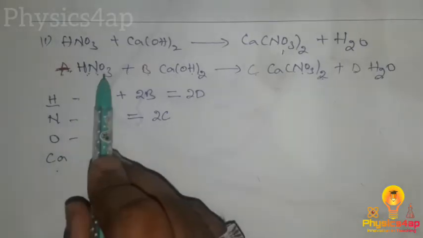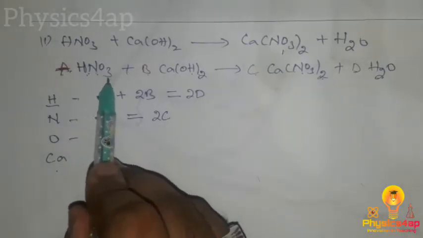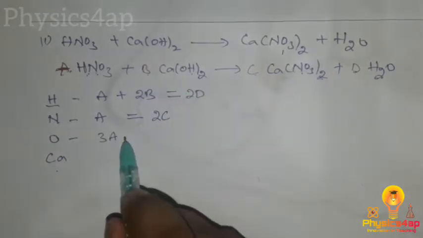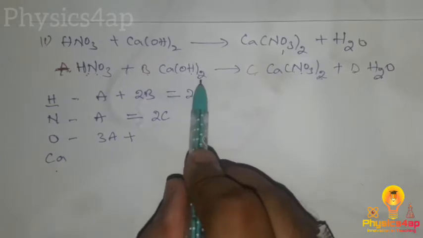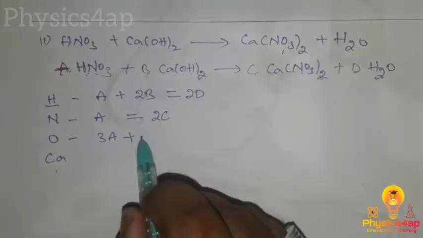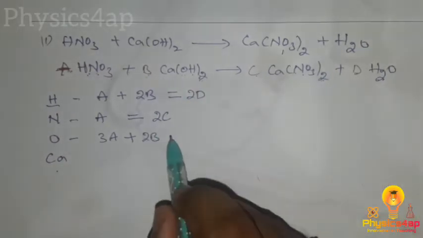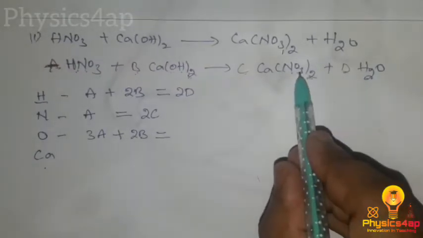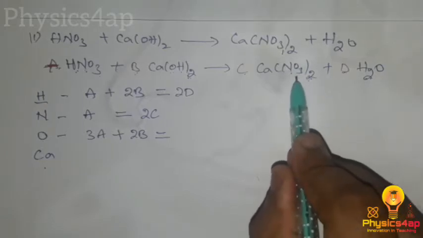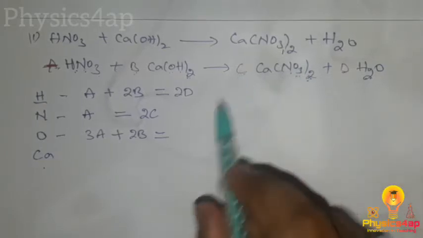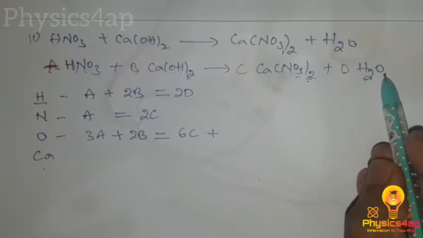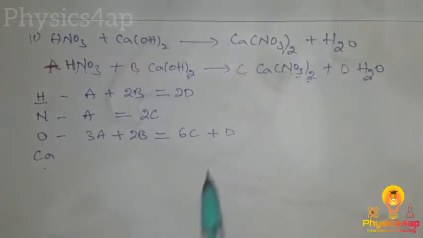Now coming to the oxygen here. We have 3 oxygens here, 3 into A, 3A. Next, here also we have an oxygen, so we have to keep it as plus. Here we have 2 oxygens, 2 into B, 2B. Moving to the right hand side, equals to. Here we have 3 oxygens and twice, that is 3 2s are 6, 6 into C, 6C, plus. And here we have only one oxygen, so 1 into D, 1D.